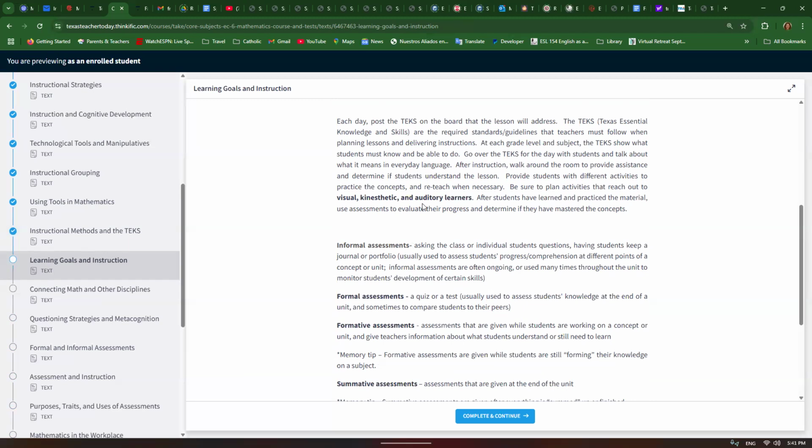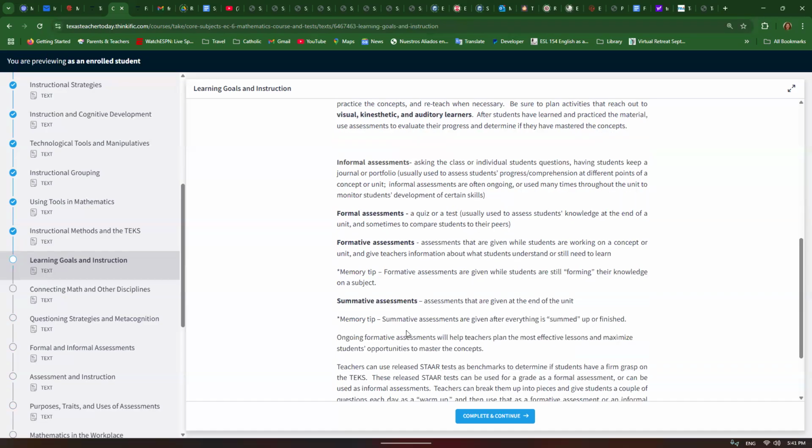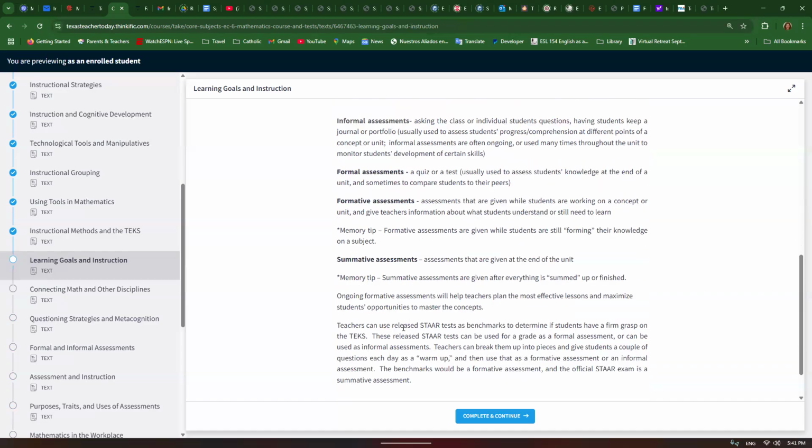We also want to use formative assessments, which are given while a student is still working on a concept, you're still teaching. So you're still forming your instruction and they're forming their knowledge. That's a formative assessment. A summative assessment is given at the end when everything is summed up. So the STAR test is given towards the end of the year. That's a summative assessment, but a release STAR test that is used as a benchmark, maybe in October, would be a formative assessment.